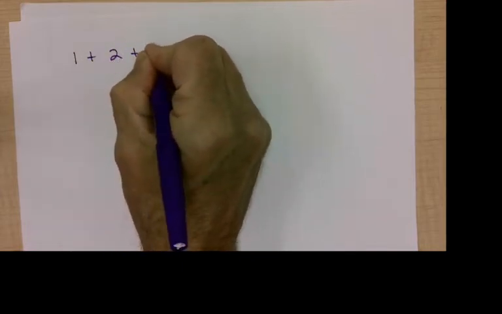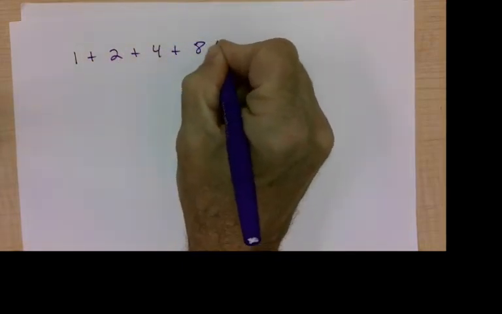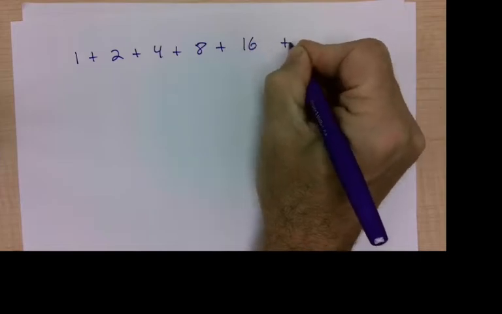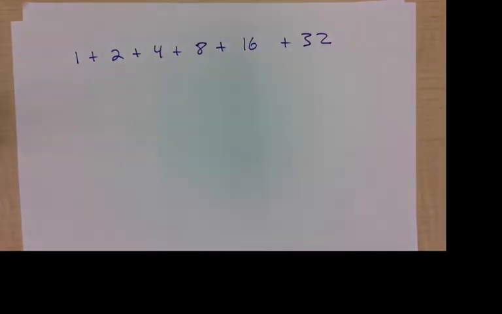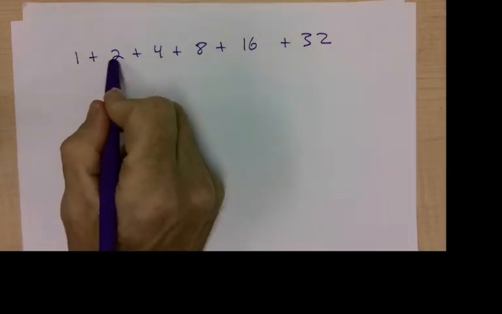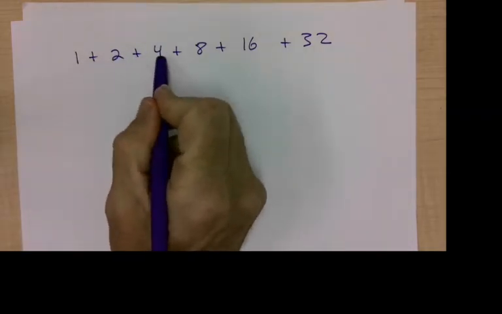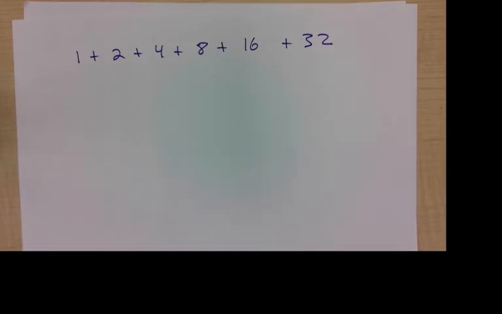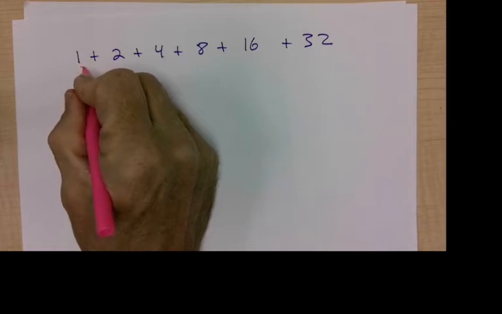An example might be 1 plus 2 plus 4 plus 8 plus 16 plus 32. Now what makes this geometric? You'll notice there is no common difference. To go from 1 to 2 we add 1, 2 to 4 we add 2, 4 to 8 we add 4. So this is not an arithmetic series, but there is a common ratio.